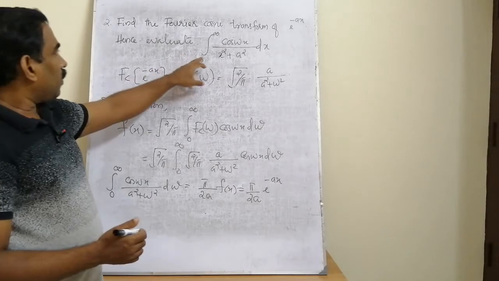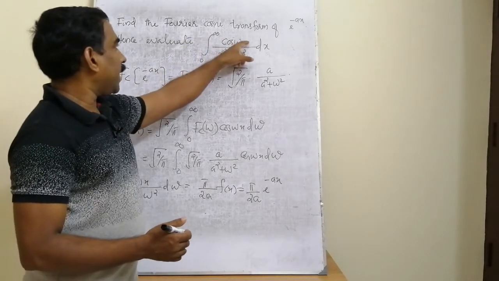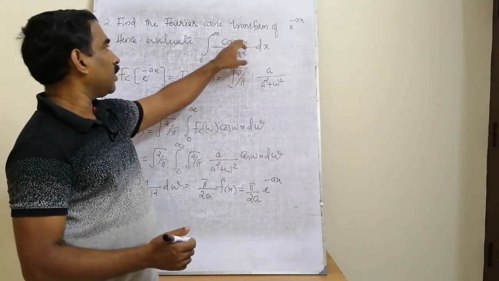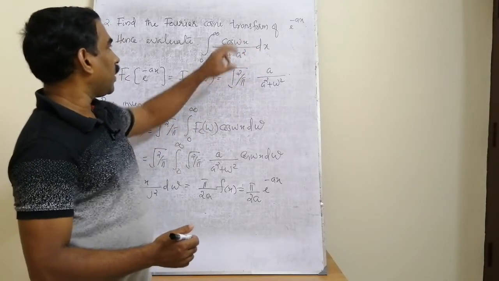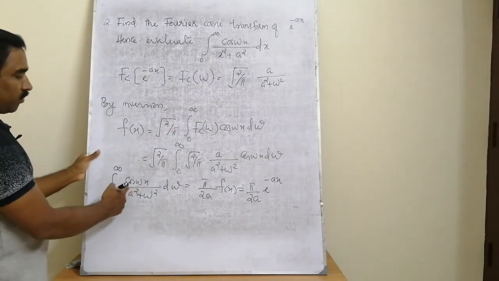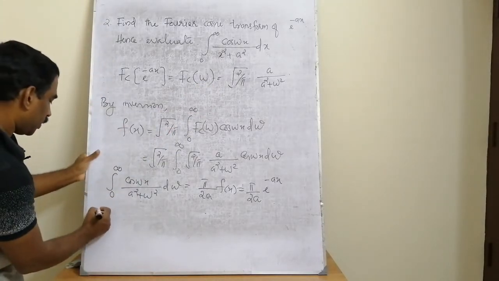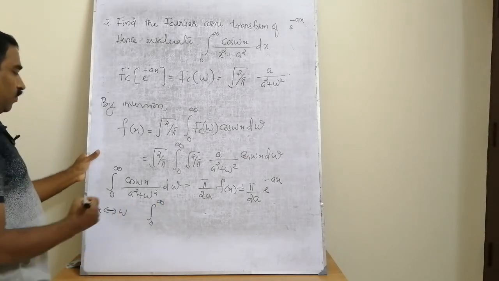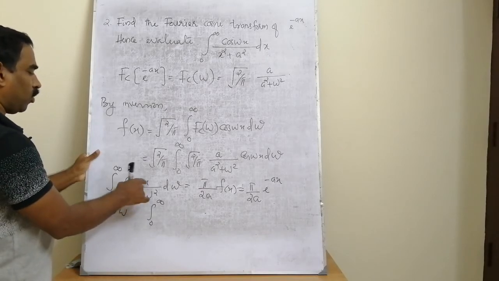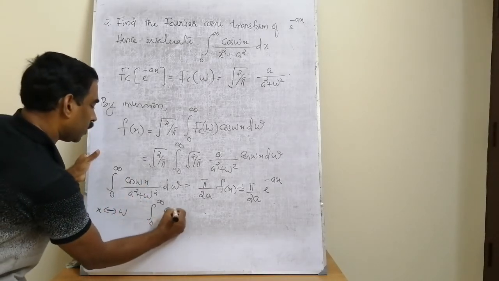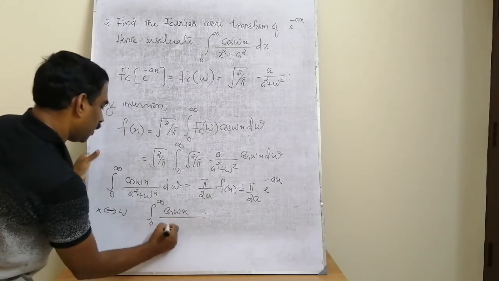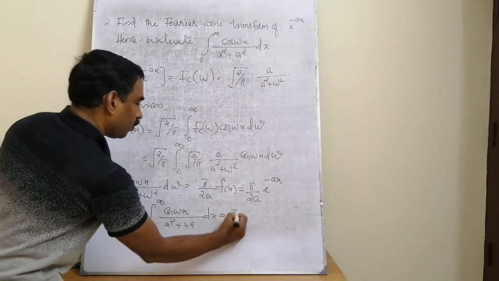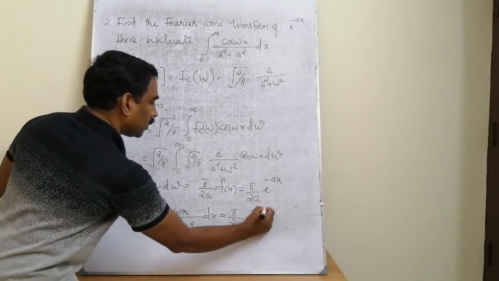Now to evaluate our required integral 0 to infinity cos omega x divided by (x square plus a square) dx. See, the integration variable is x and here the frequency variable is omega. So we are interchanging the role of x and omega. So integral 0 to infinity, changing omega by x and x by omega, the numerator is same, cos omega x divided by (a square plus x square) dx is equal to pi by 2a e raised to minus a omega.